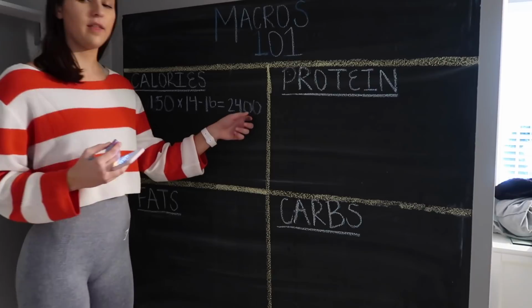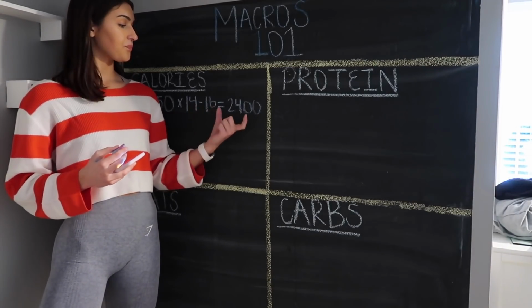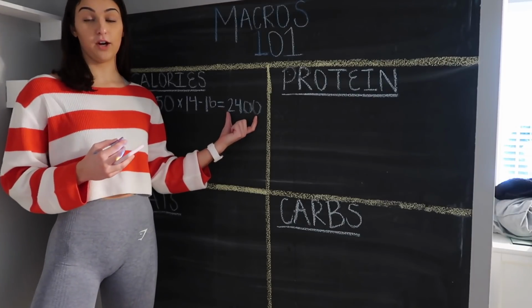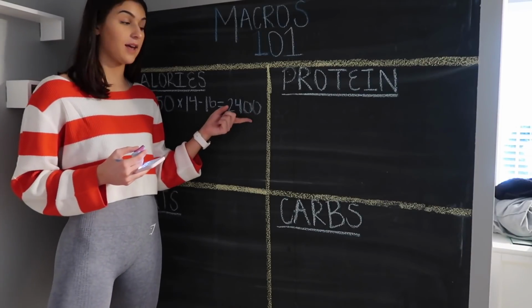So this initial number that you're calculating is your maintenance calories, or right around. And from here, we are going to decide if we are cutting or bulking. If you're cutting, you're going to subtract calories. If you're bulking, you're going to be adding calories.